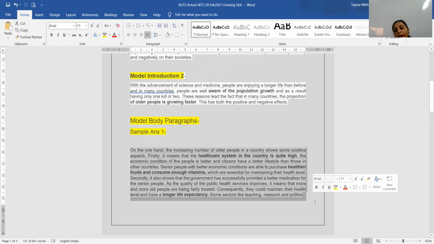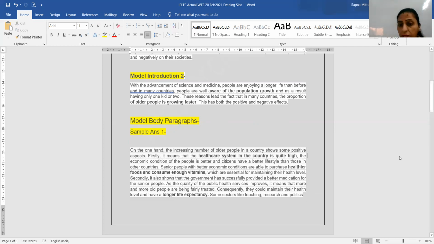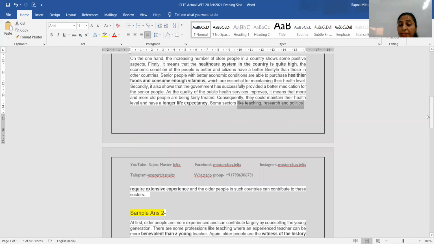So the government will provide better medication and better health services to the people, and some sectors, like I have mentioned here, such as teaching, research, and politics, require older people with extensive, complete experience. In that sector, obviously, the mature, experienced, elderly people are going to help.